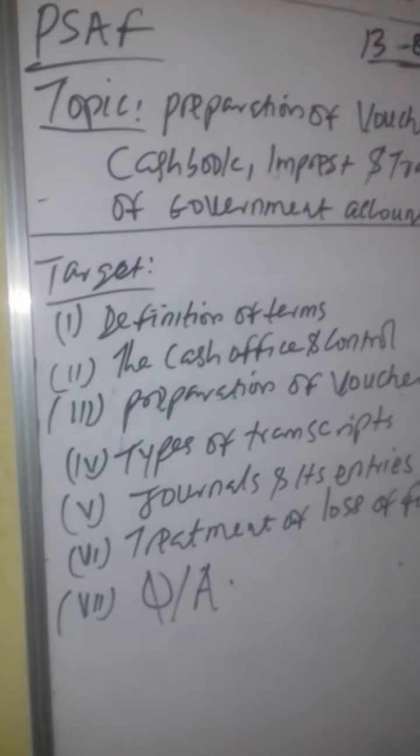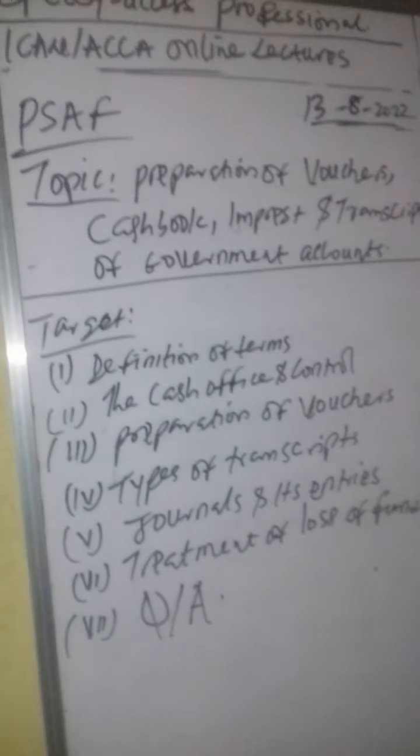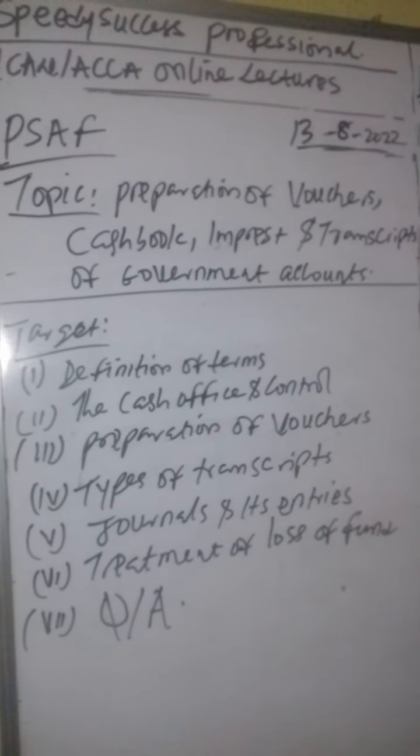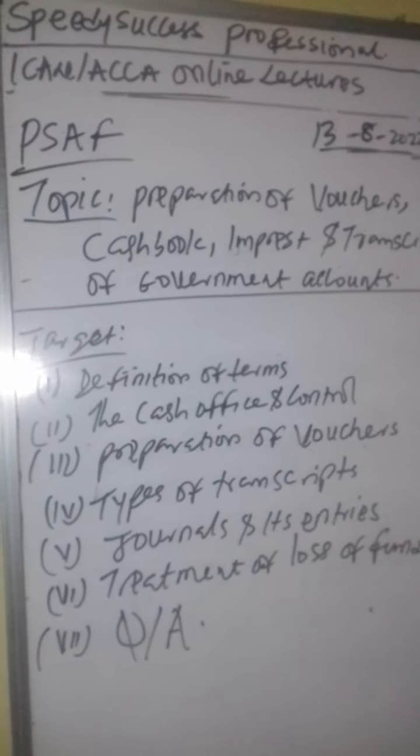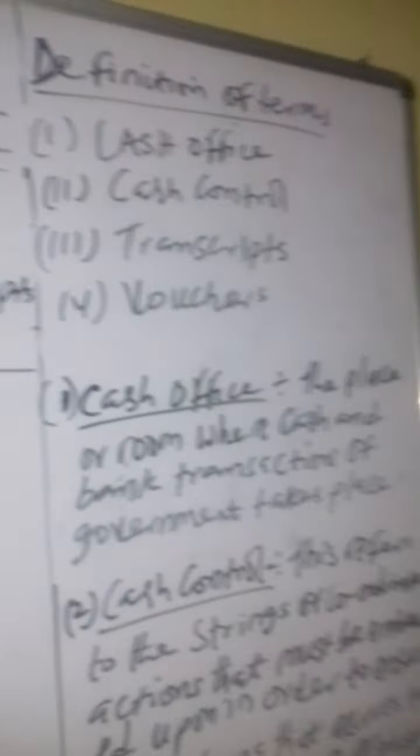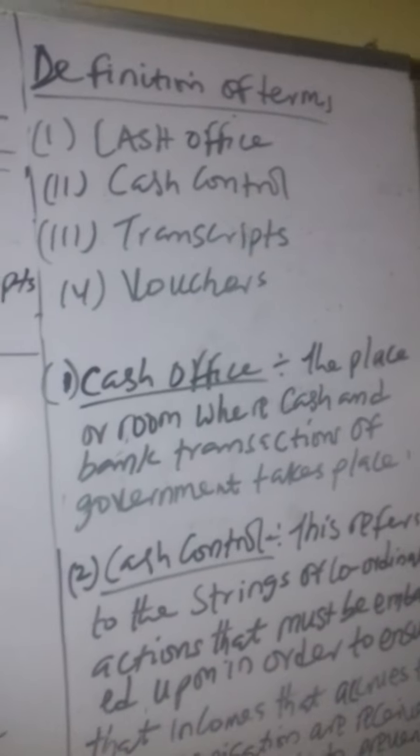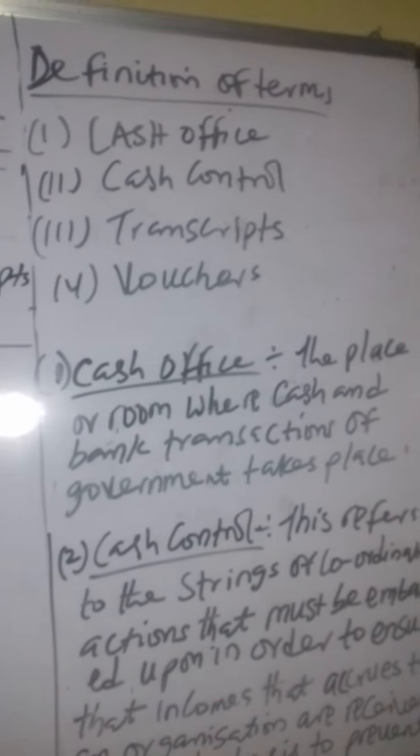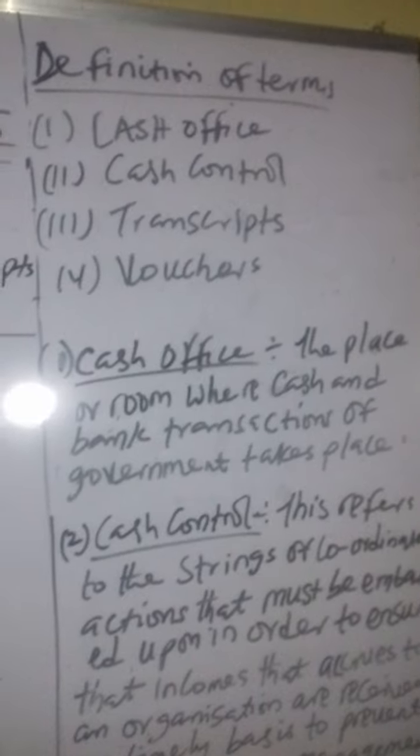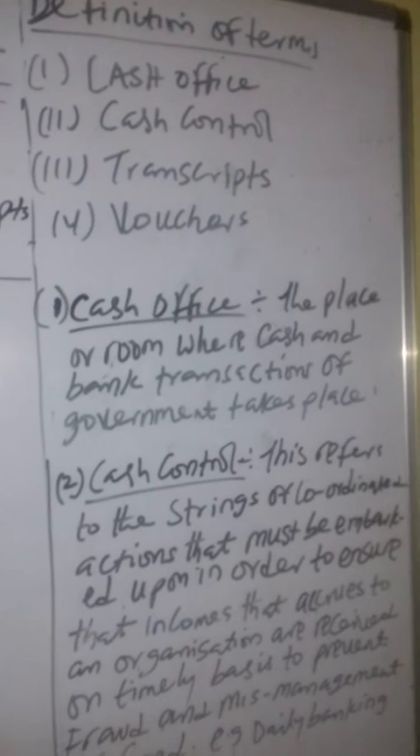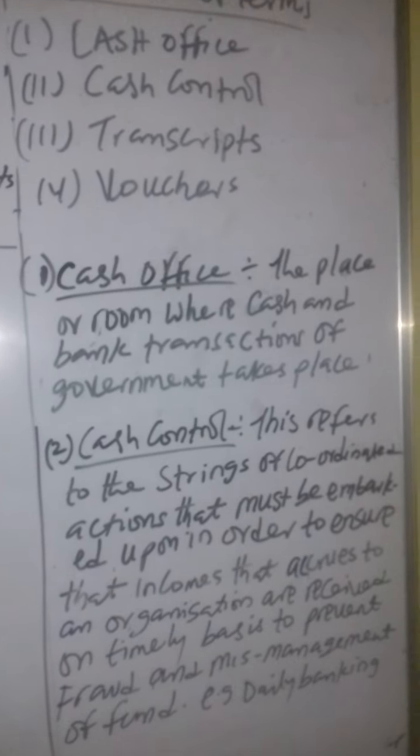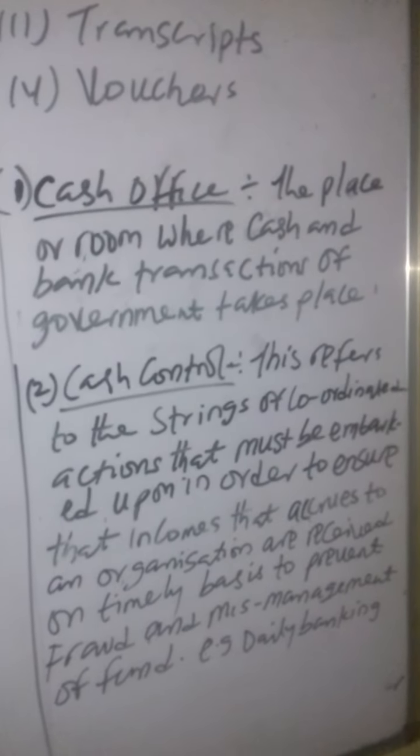Let's move up. I'd like you to know that this topic is going to have part 1, 2, and 3. Please make sure you follow up to watch all. Let's go to terms. The following terms are going to be discussed now. We're looking at cash office, cash control, transcripts, and voucher.